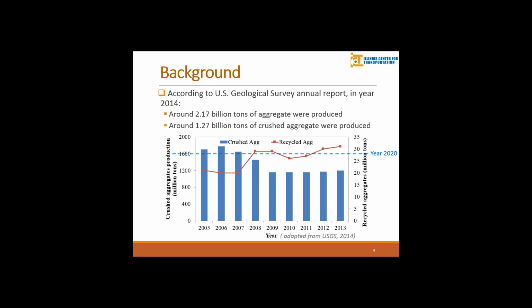The reason, according to the U.S. Geological Survey, is that one of the reasons is the increased use of recycled aggregate. And the other one is the economic crisis in 2008. So as they predicted, by the year 2020, the annual production rate of crushed aggregates can reach 1.6 billion, as shown in the line here. So that is a huge amount of aggregates produced.